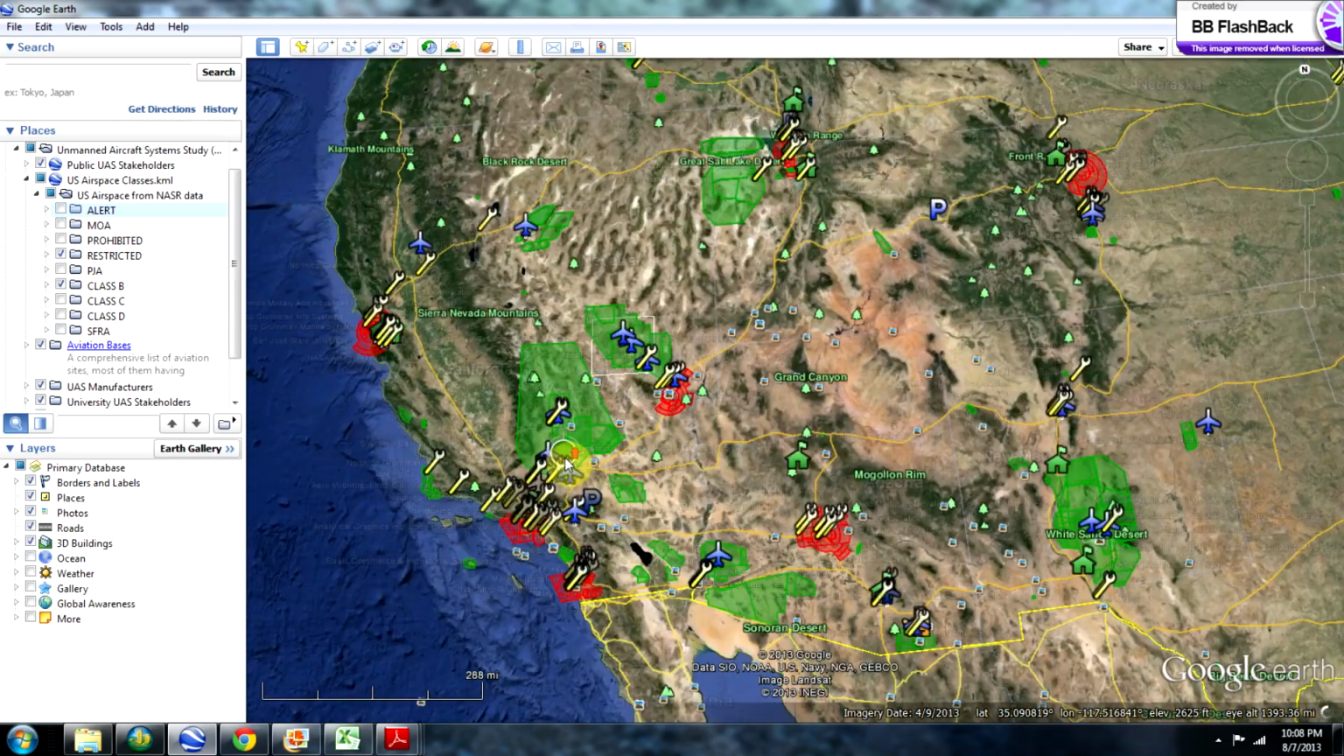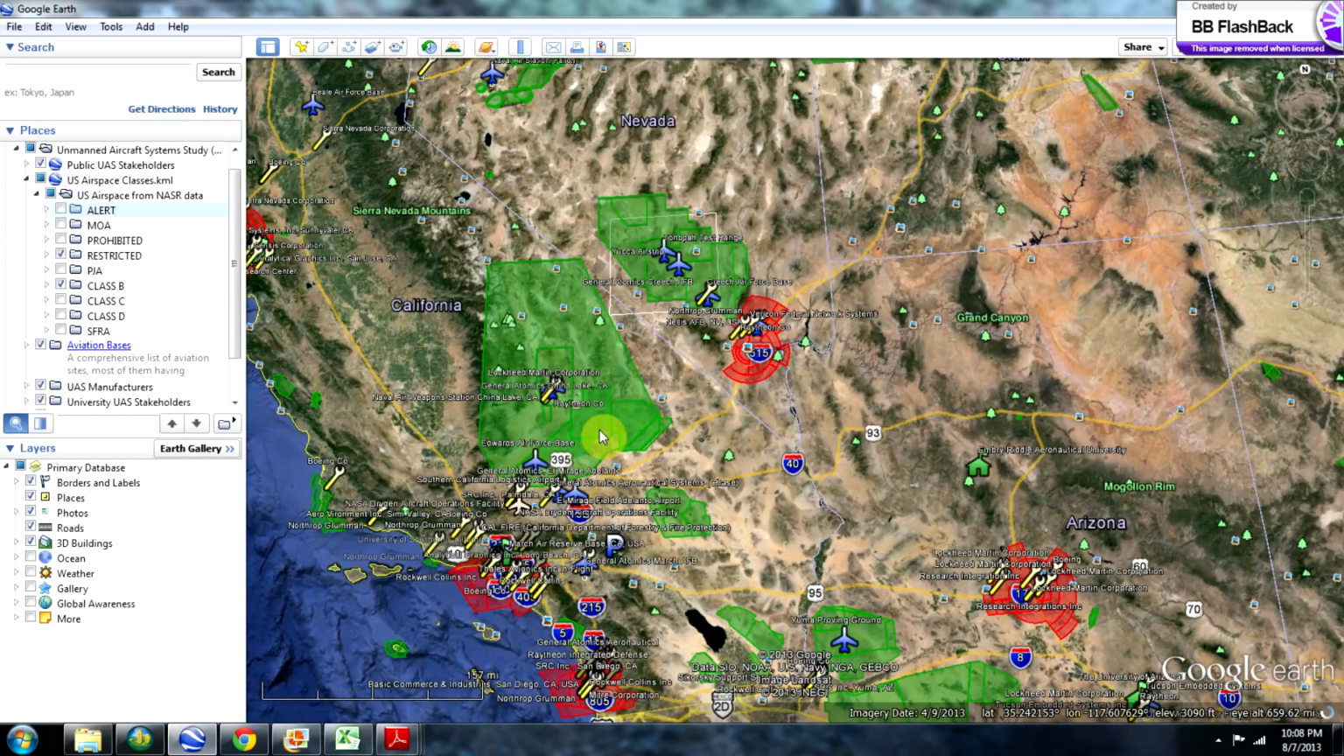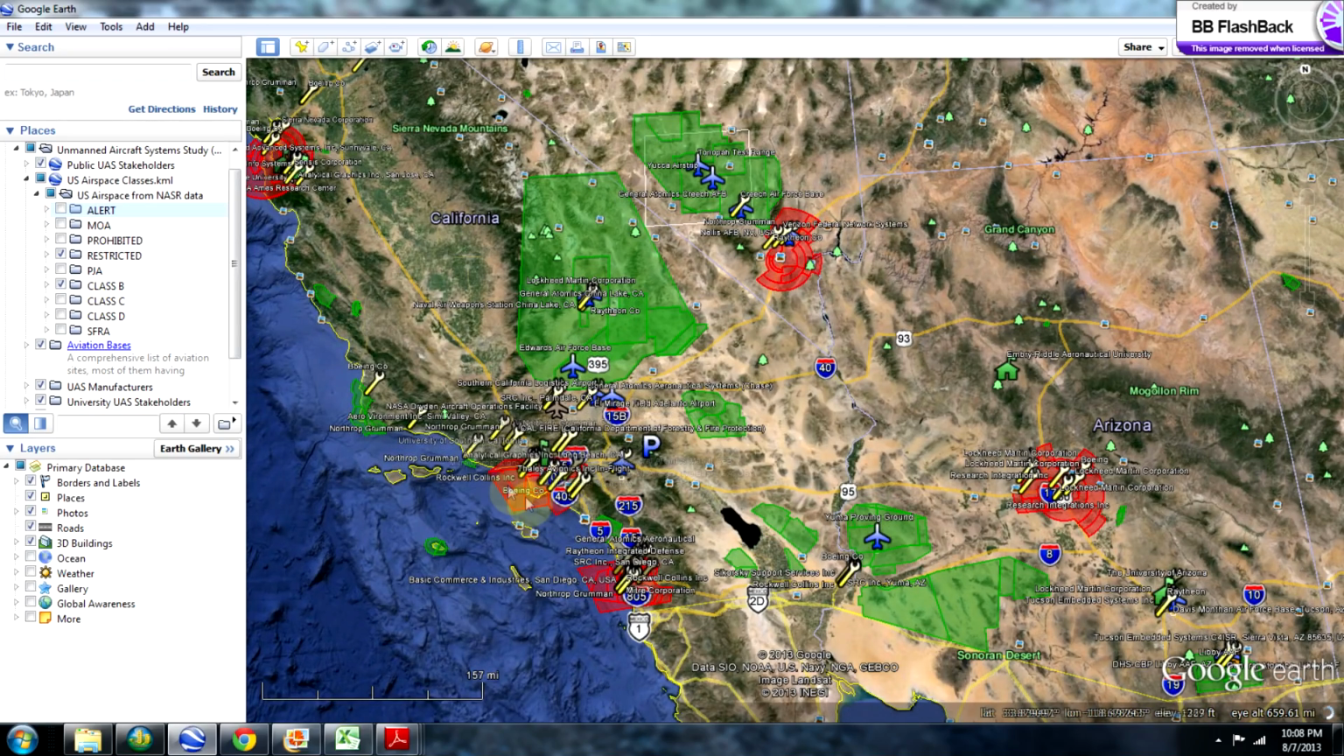I coded the restricted and Class B airspaces with colors that represent what I believe communicates ideal locations. So green is more ideal and red is not ideal, because obviously you don't want to be testing where there's a lot of commercial traffic. So red means danger and green means good.